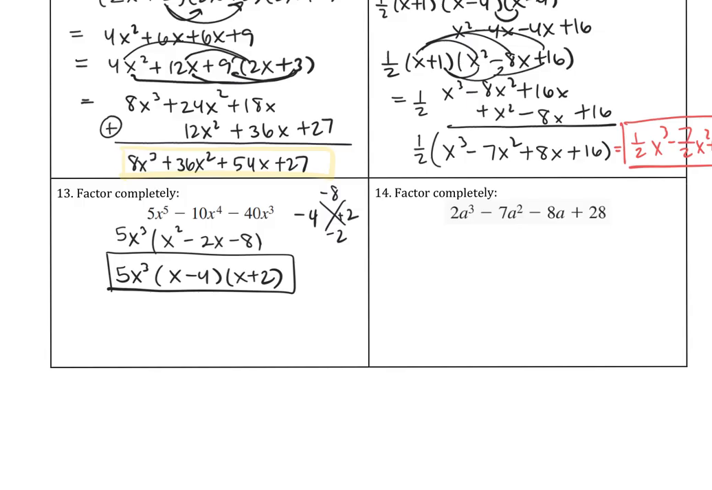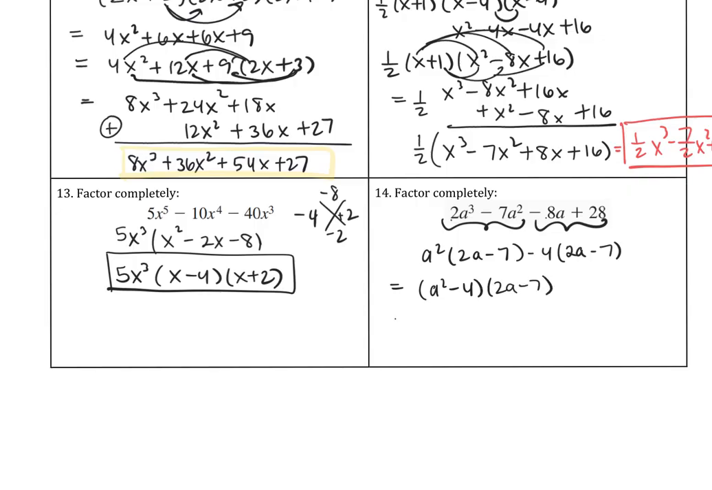For number 14, I can see that I'm going to try and factor by grouping since this is degree 3. The GCF here is going to be a squared. I'll be left behind with 2a minus 7. And my GCF between -8 and 28 is going to be -4. And I'll be left behind with 2a minus 7. Now I can group together the front terms, the GCF terms, a squared minus 4, and the repeater term. And a squared minus 4 is the difference of squares, so I've got a plus 2, a minus 2, and 2a minus 7 as our final answer.